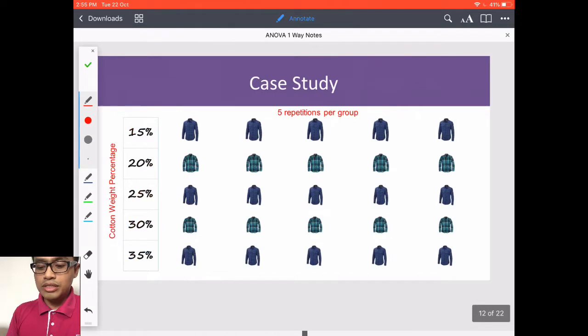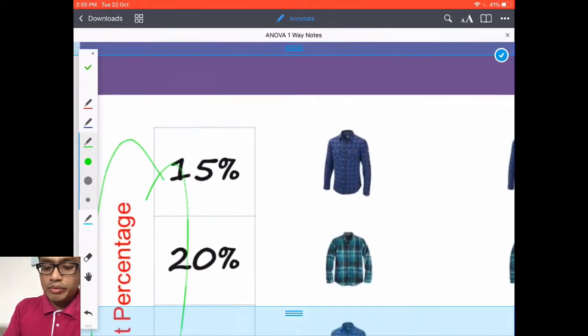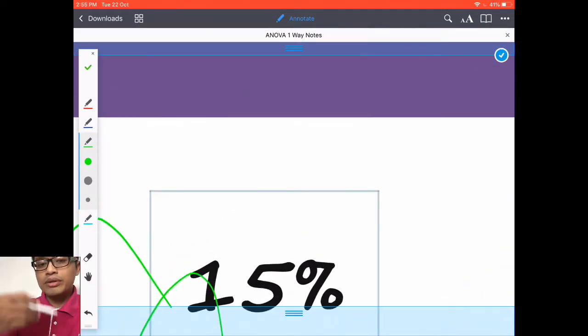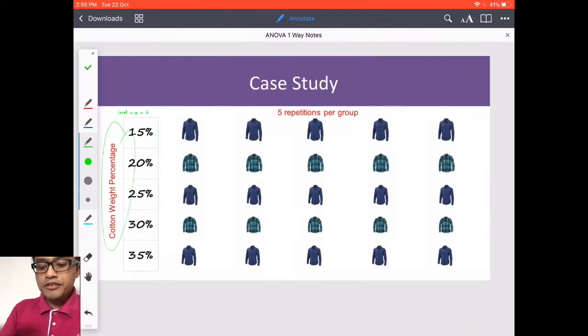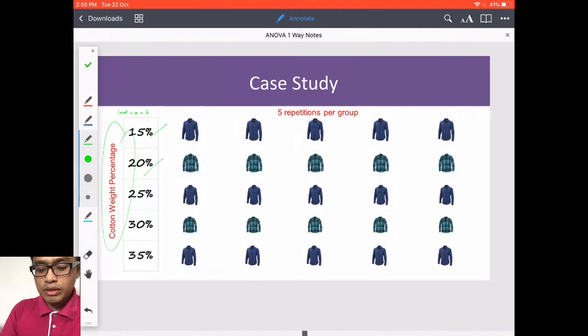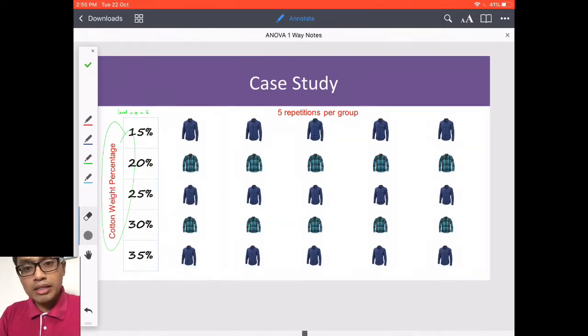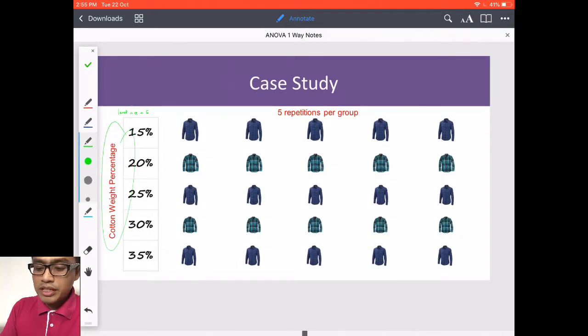So how is she going to do this? She used cotton weight percentage, right? So she has 5 cotton weight percentages. So in ANOVA, this means levels. And the symbol is A, and we have 5 of them, right? 15% cotton, 20% cotton, 25% cotton, 30% cotton, and 35% cotton. And we test them, we tear them apart. For each of the tests, we do 5 repetitions, as you can see here.